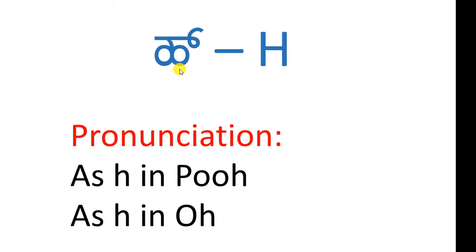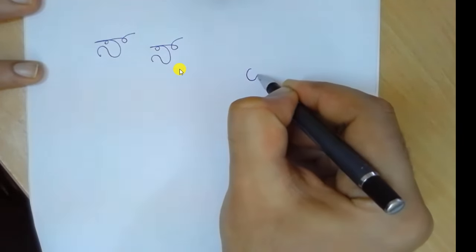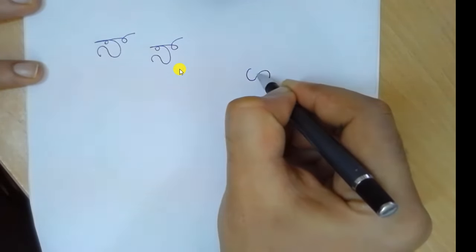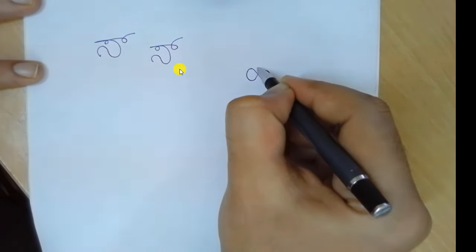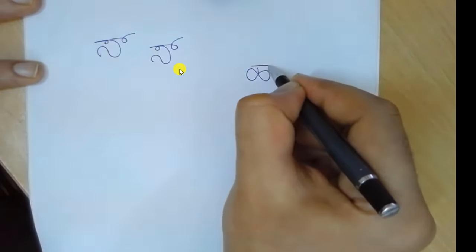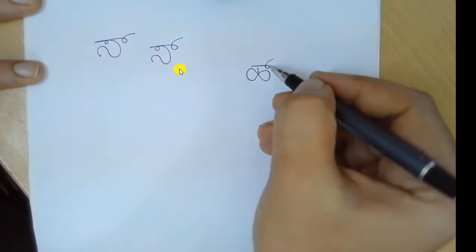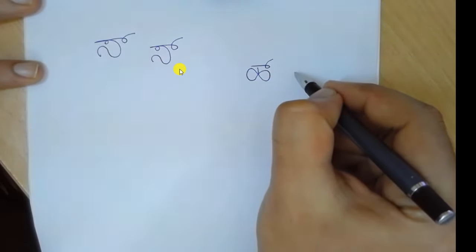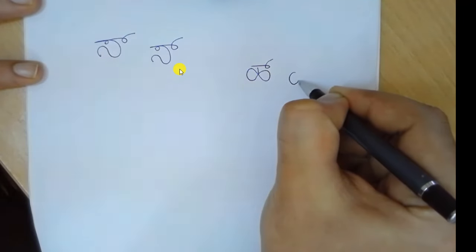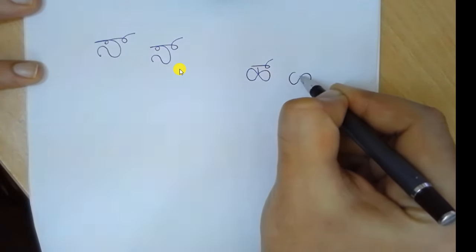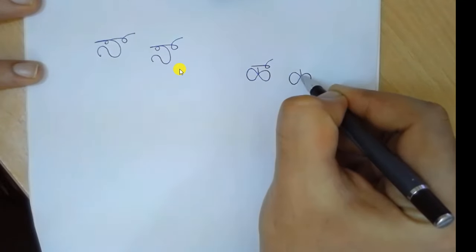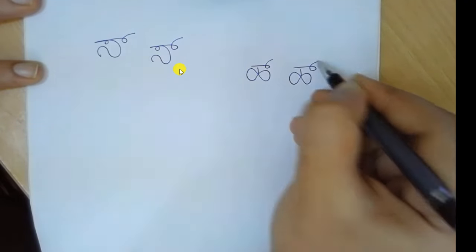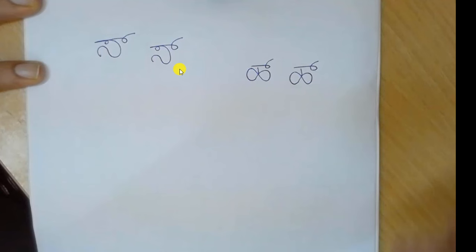Now let us see how to write it. You write an infinity symbol, a vertical line, a horizontal line and an extension. The extension is there for all the root consonants. That is what shows that a consonant is a root consonant, the small extension.